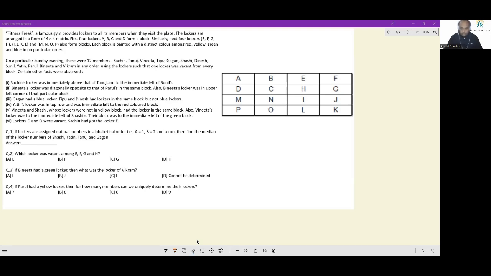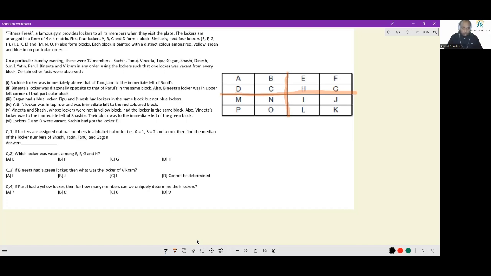So effectively, what we have here is four blocks like this: the top left, the top right, the bottom right, the bottom left. There are four blocks available like this. Each block is painted with a distinct color among red, yellow, green, and blue in no particular order.